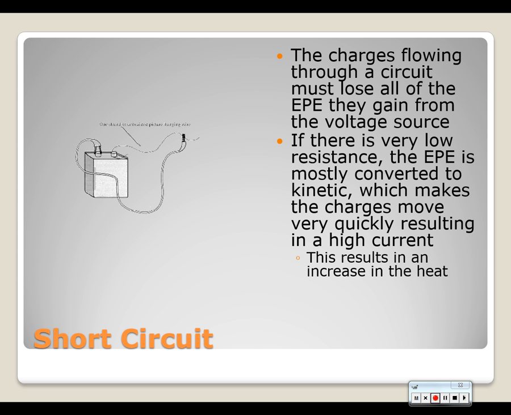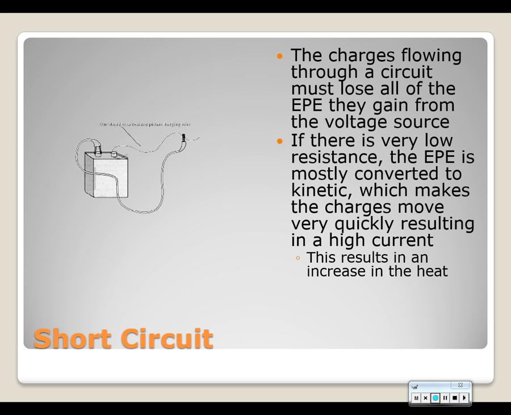Lots of movement, lots of kinetic energy means lots of current. Lots of current means charges going past really, really fast. That causes things to get hot. And that's when we have things like fires and melted wires and things like that. Okay? So with very low resistance, there's a lot of current. And a lot of current means a lot of heat. Okay? Good there? All right.